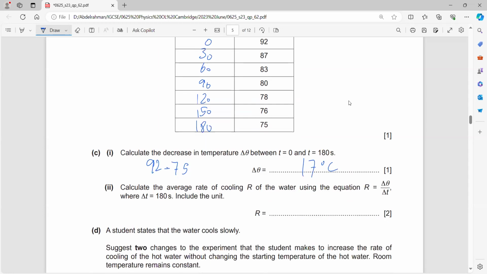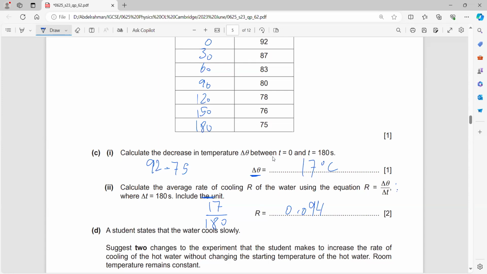Calculate the average rate of cooling. Delta theta over delta T. You have delta theta and you have delta T. What's delta theta? 17. Over 180, which would give me a rate of cooling of 0.094. Okay, what is the unit? Include the unit.